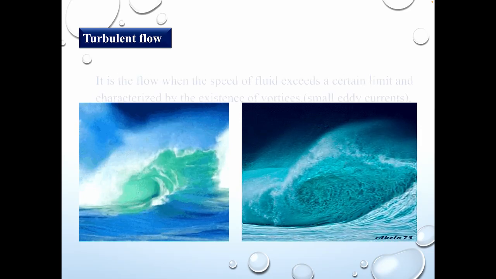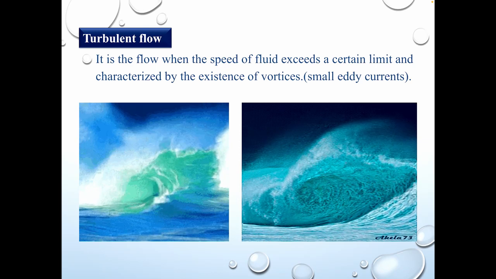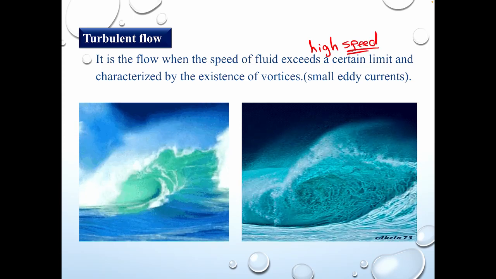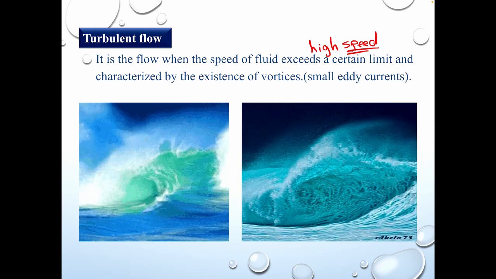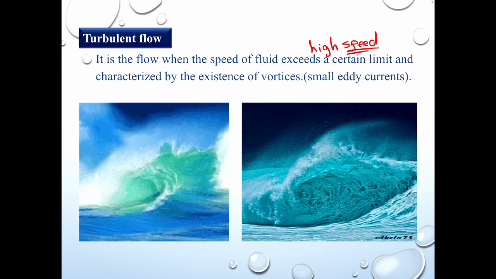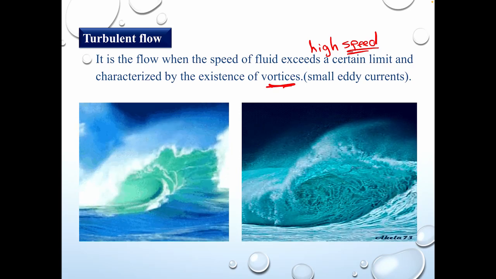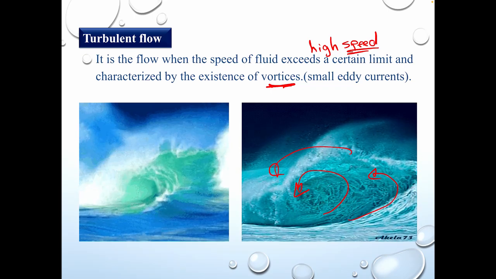Turbulent flow is the flow when the speed of the fluid exceeds a certain limit. High speed. Look at the liquids in front of you. Now, you can notice the high speed of motion of the liquid here, characterized by the existence of vortices, small eddy currents. The motion in circles or in circular paths is called eddy currents.